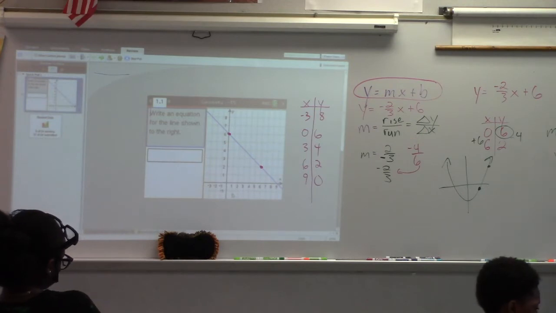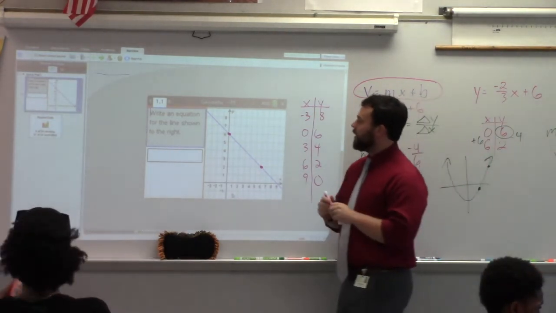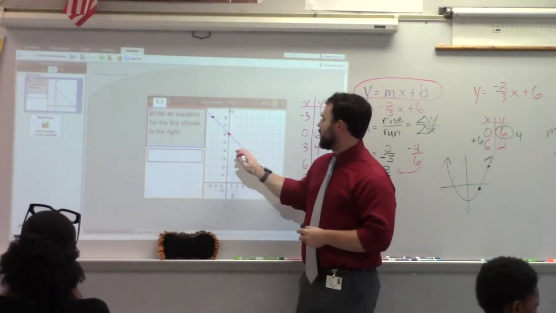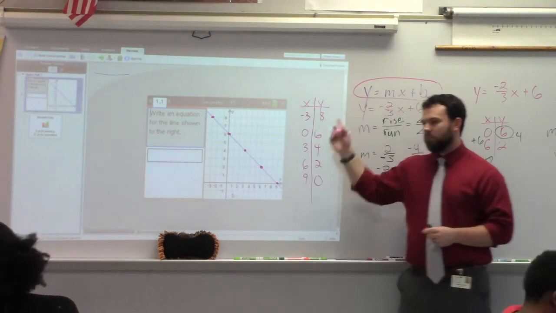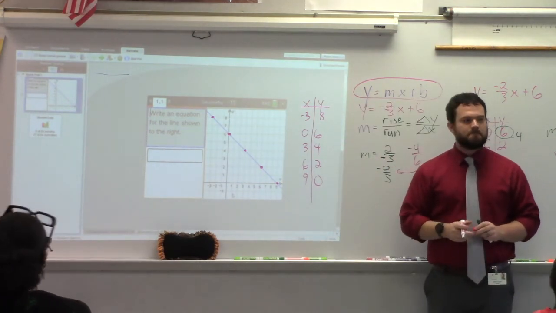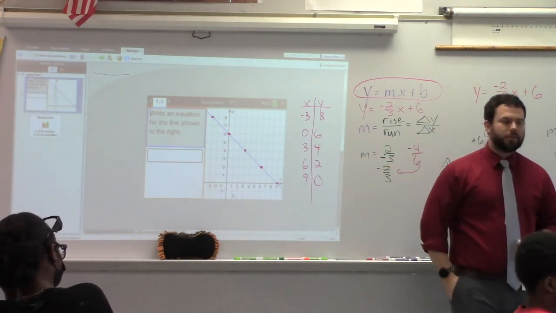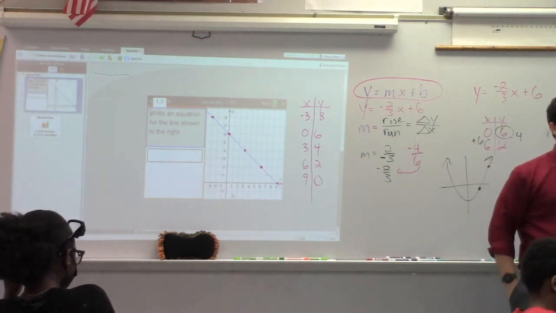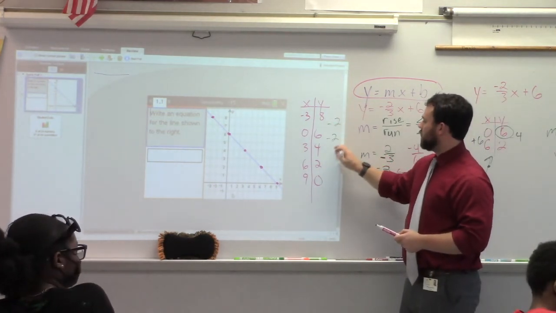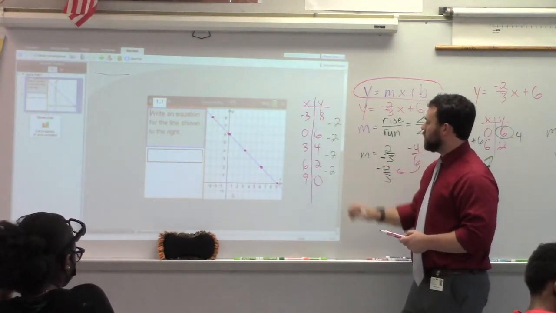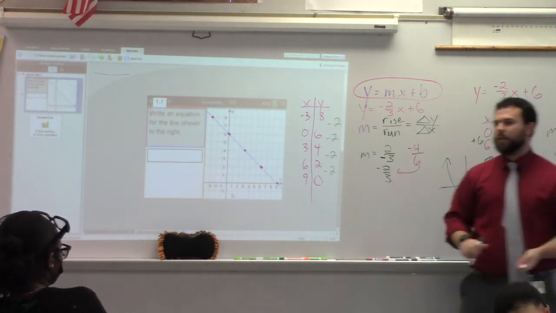Okay, but I want to point this out. You see this table? Okay, so this table is based on these points for this line. These points that are in pink represent that line, okay? Anybody see any pattern in the y values? They're being subtracted by 2? Anybody see a pattern in the x values? It's adding by 3?